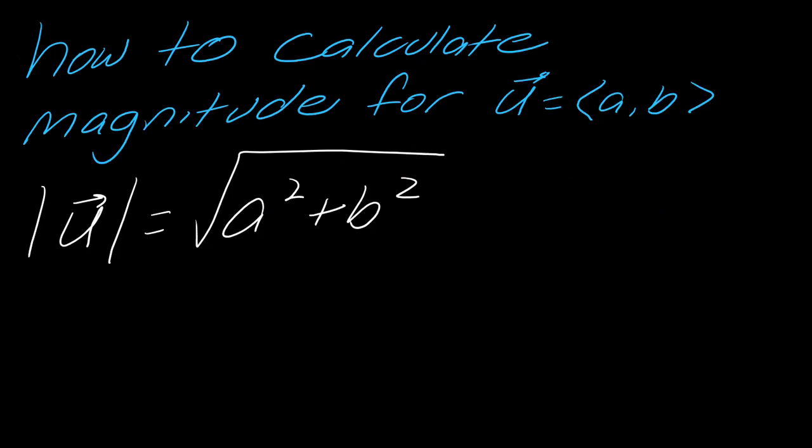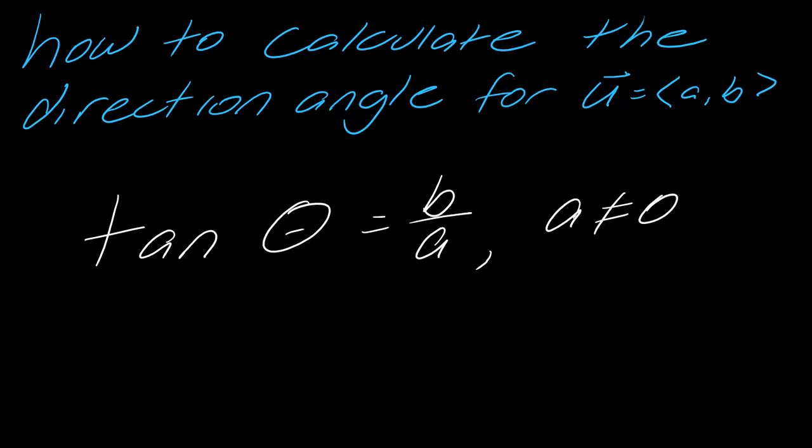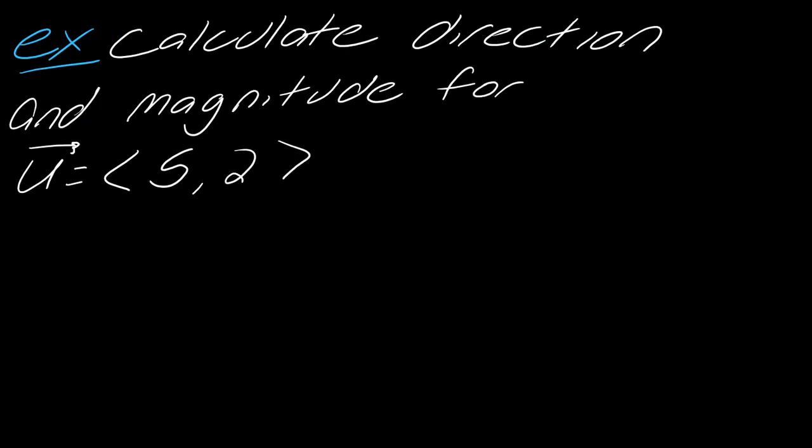So let's talk about how to calculate magnitude now. This is actually much easier than what we were doing in the last set of videos. To calculate magnitude, you've got your ordered pair, you just take the square root of a squared plus b squared, so it's a lot faster than what we were doing before. And then to figure out the direction angle, we have just this nice little formula: tangent of theta equals b over a. Alrighty, so let's calculate the direction angle and magnitude for this vector u.